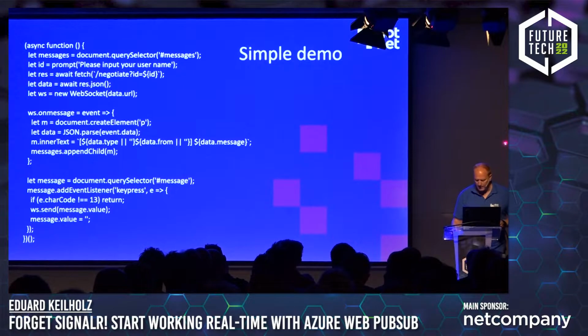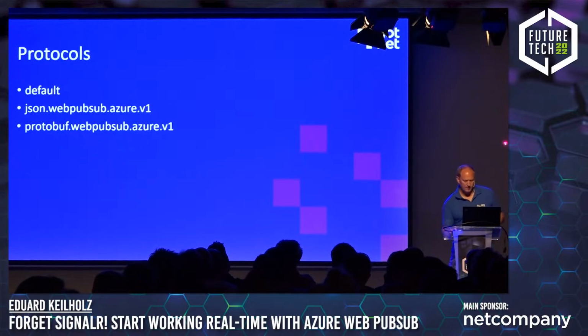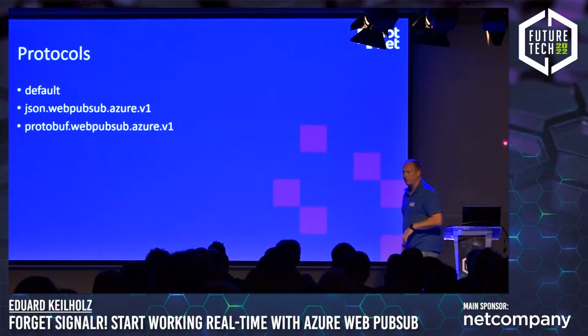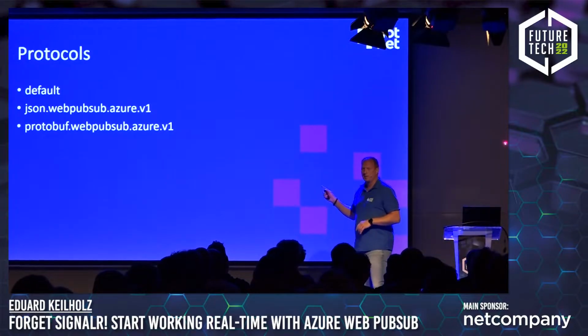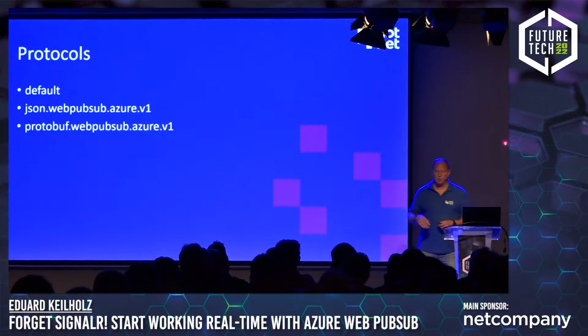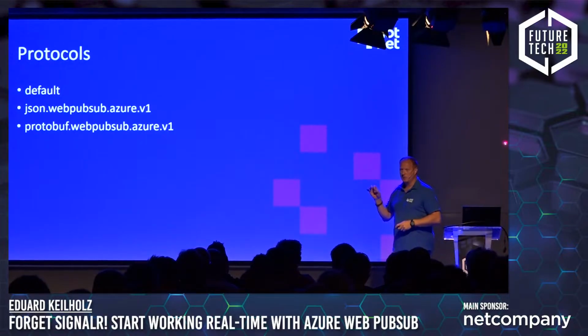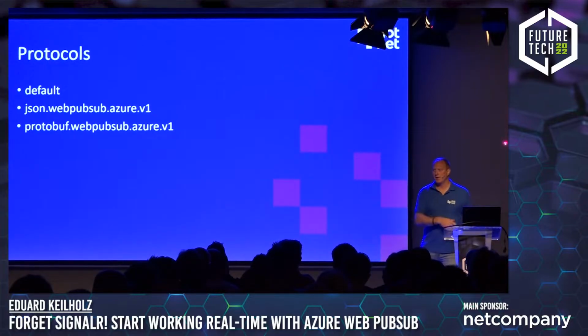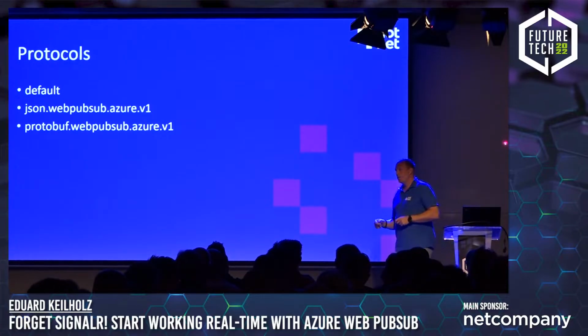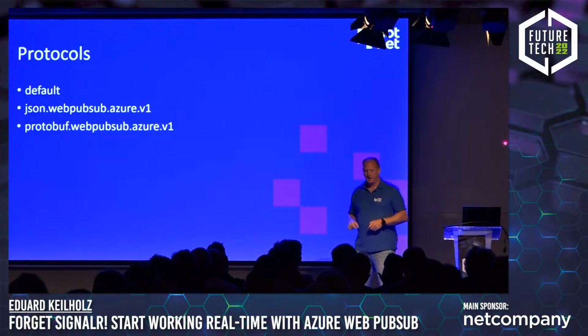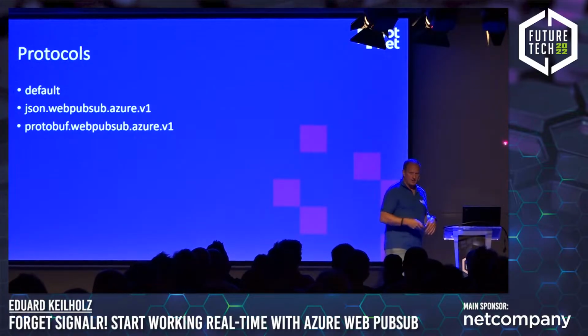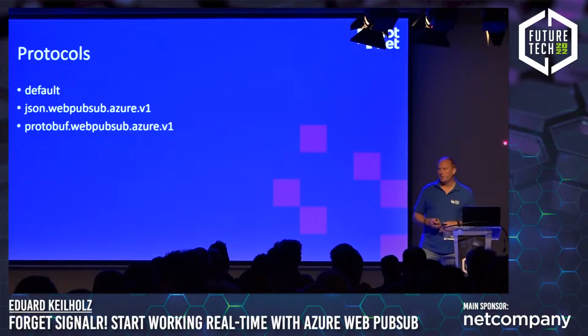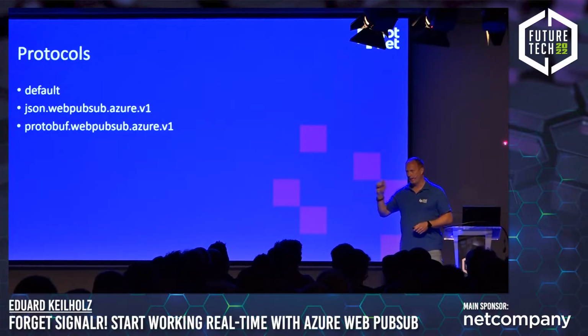All right, but now a little bit more advanced demos, because Azure Web PubSub has more. And where it starts shining is with these protocols. What you saw with the chat application used the default protocol, which is quite similar to SignalR. But Web PubSub also supports a JSON schema and a protobuf schema. And the JSON schema is already in the name. Obviously, it supports sending JSON messages back and forth.